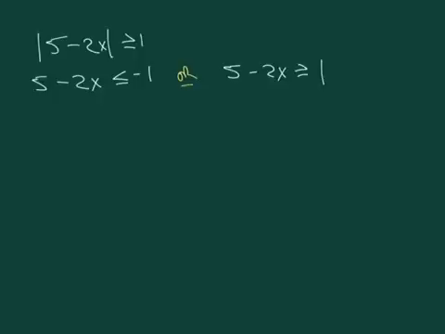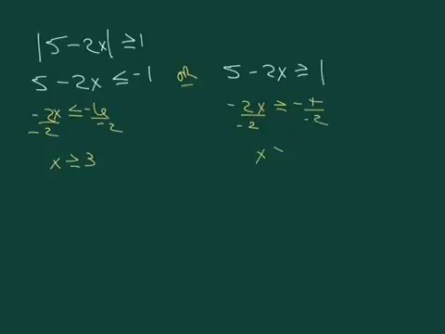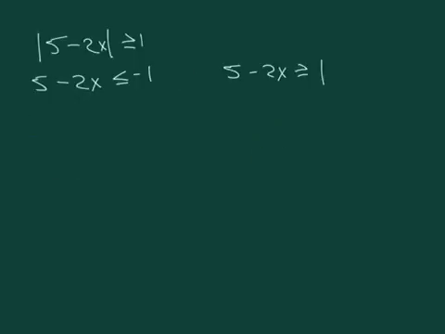Okay, so what we're going to end up with is -2x is less than or equal to -6, divide by -2, divide by -2. Because we divided by that negative, our sign switches. Okay, and over here, -2x is greater than or equal to -4. Divide by -2, divide by -2, we get x is, we switch our sign, don't we?